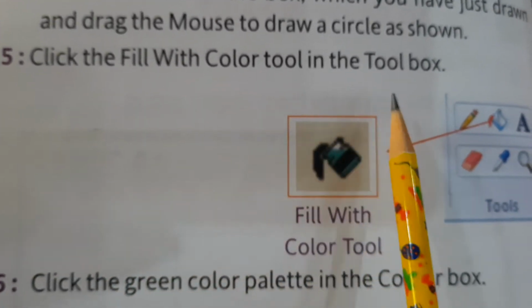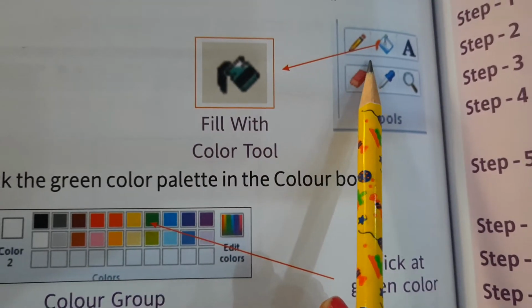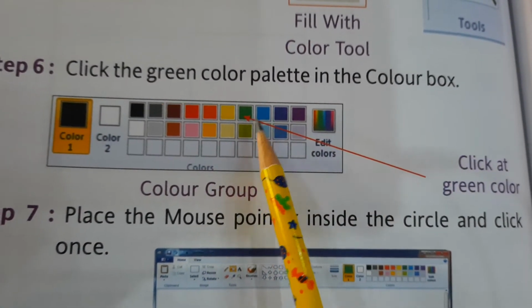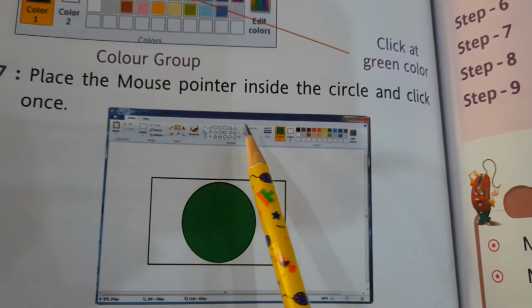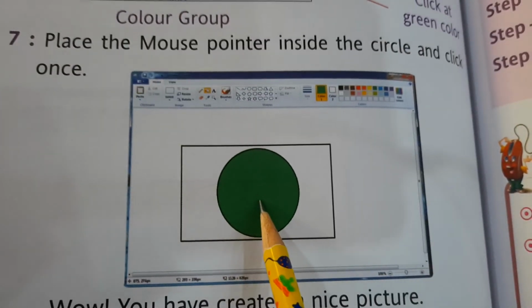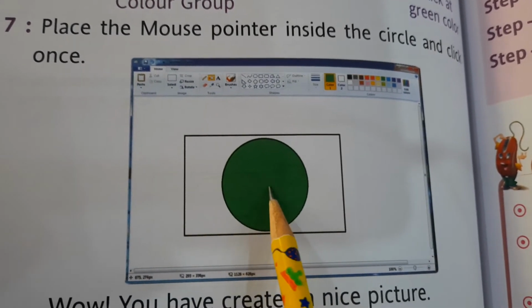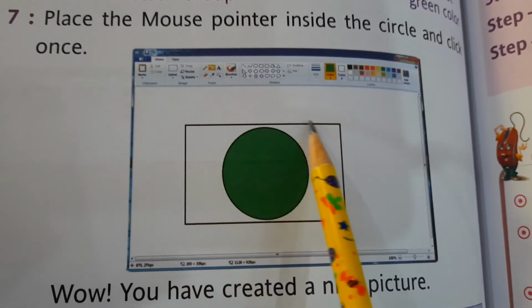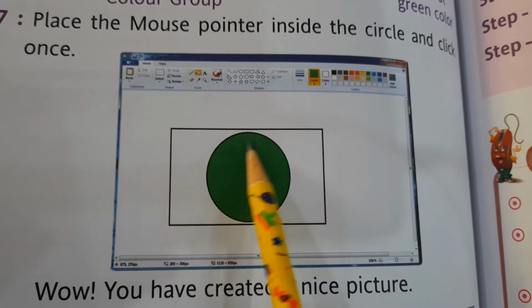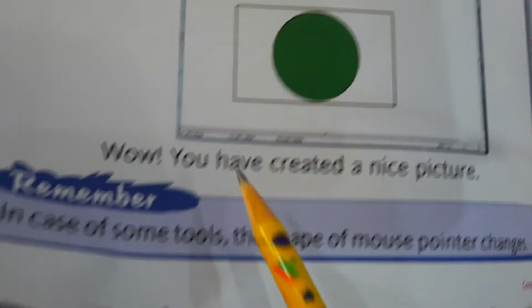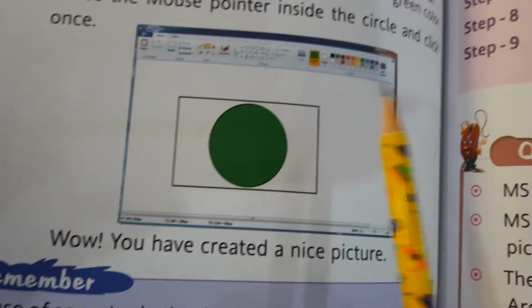Then click the fill with color tool in the toolbox. You will click on this. Click the green color in the color box, which means you will click on green color. Place the mouse pointer inside the circle and click once, and as soon as you click once, the green color will be filled. And if you want to fill something here, you can click on the color palette and then you can click here. Okay, wow, you have created a nice picture.